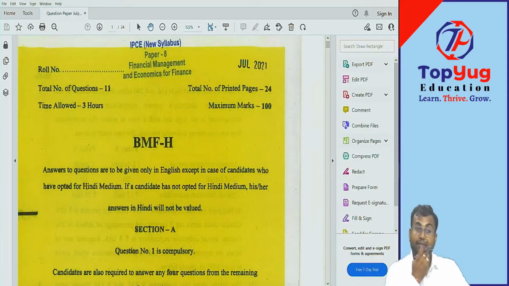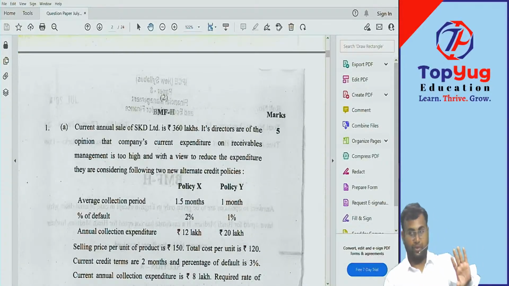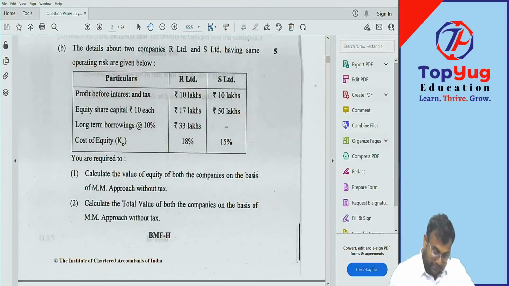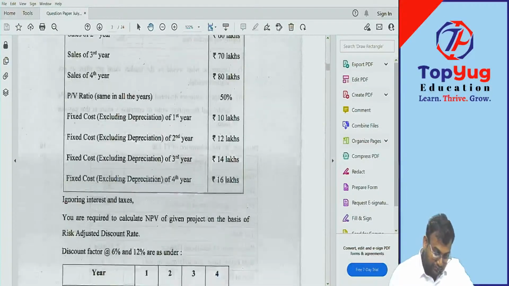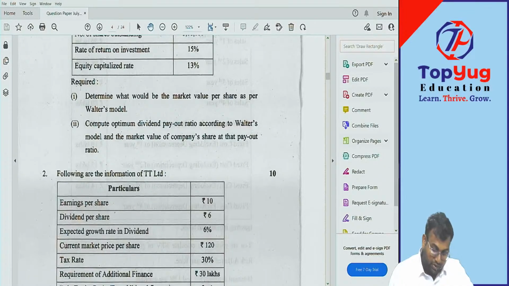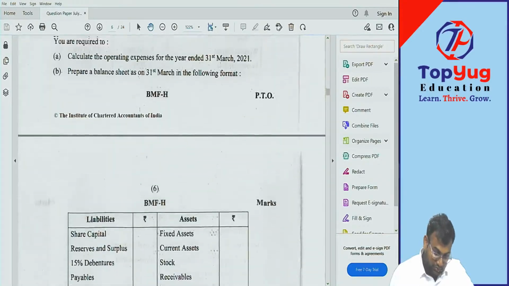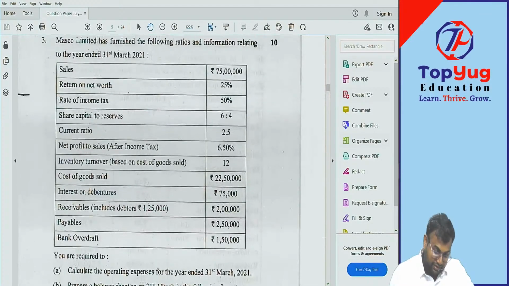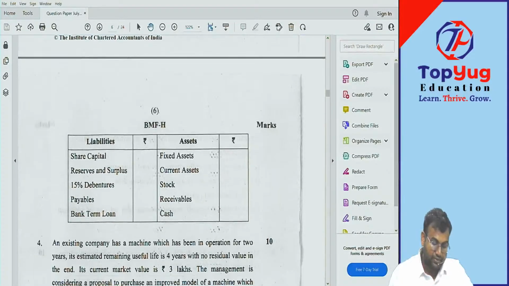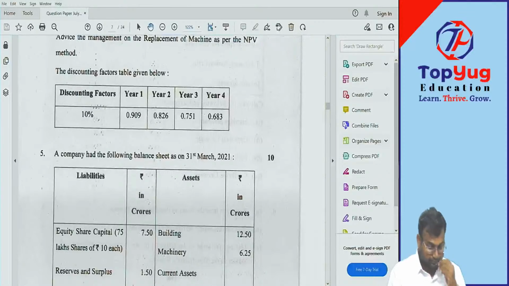This is July 2021 ICAI question paper. Okay, let's see whether you will be able to locate. We'll see only leverage problem. Okay, so first one is not a leverage problem. Second one not, MM approach, no. RADR, no. Market value Walter, no. Pattern of finance, additional post tax cost of equity, no. Operating expenses, balance sheet. This is again ratios problem. Following ratios, next chapter which we are going to do, that problem. Yes, machine, again capital budgeting problem.